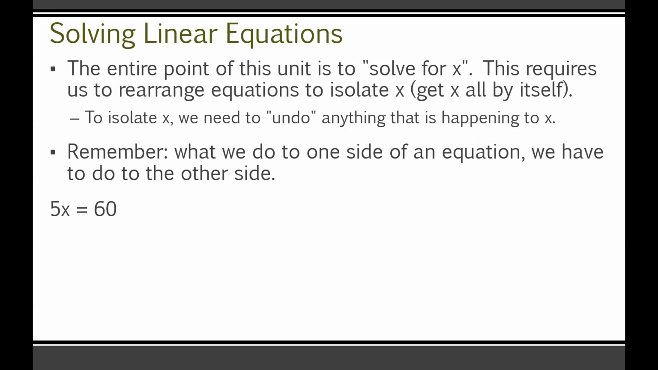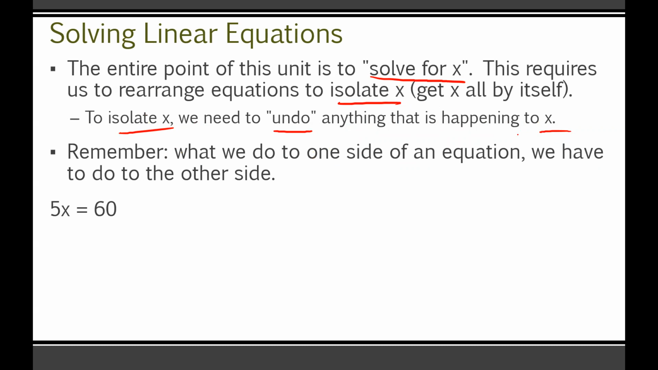So just a little bit of a reminder, solving linear equations. The entire point of this unit is to solve for x, right? This requires us to rearrange equations to isolate x, in other words, get x all by itself. Now, to isolate x, we need to undo anything that is happening to x. So this involves using opposite operations.